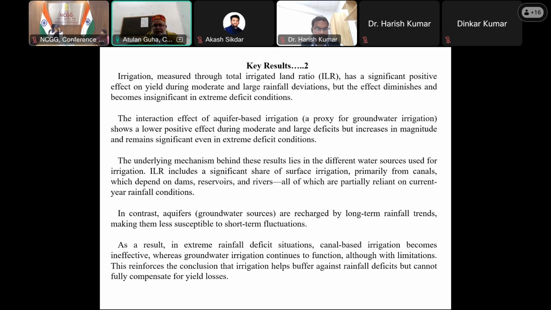Because it depends upon the long-term rainfall trend. But on the other hand, if we use groundwater a lot, in the long term we will have difficulty getting enough water. So how we can increase the canal-based system and also have a greater water level, that's a challenge.